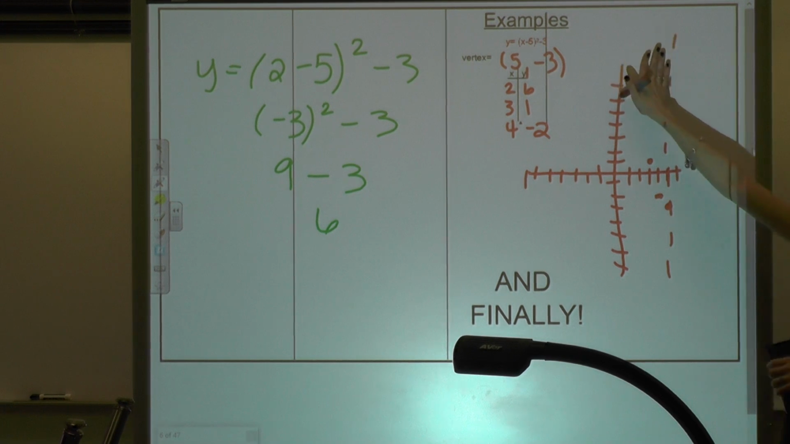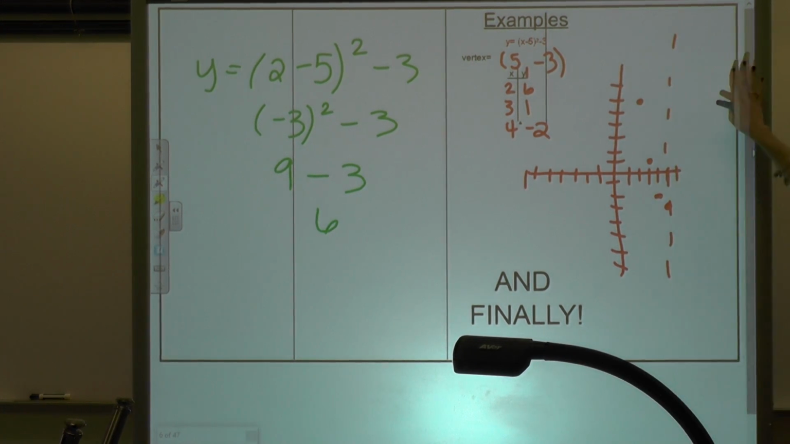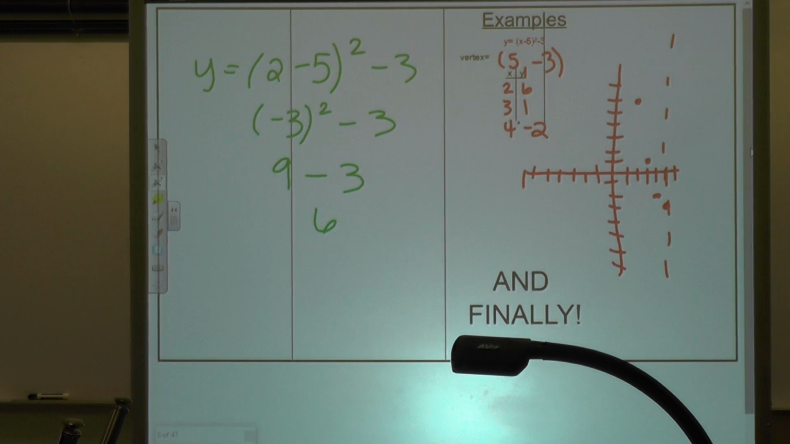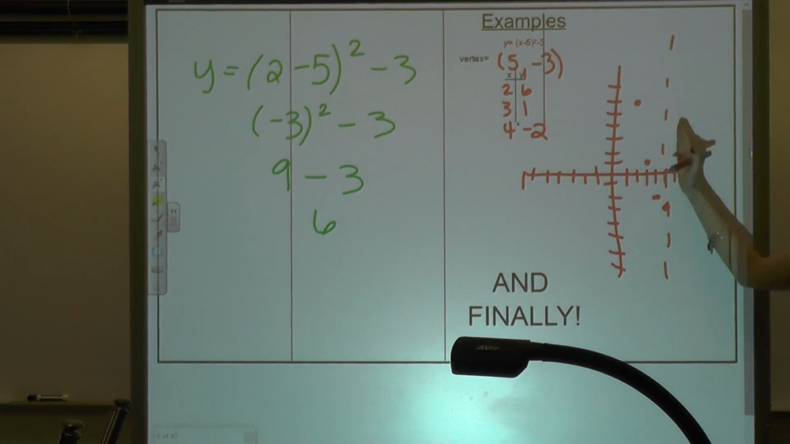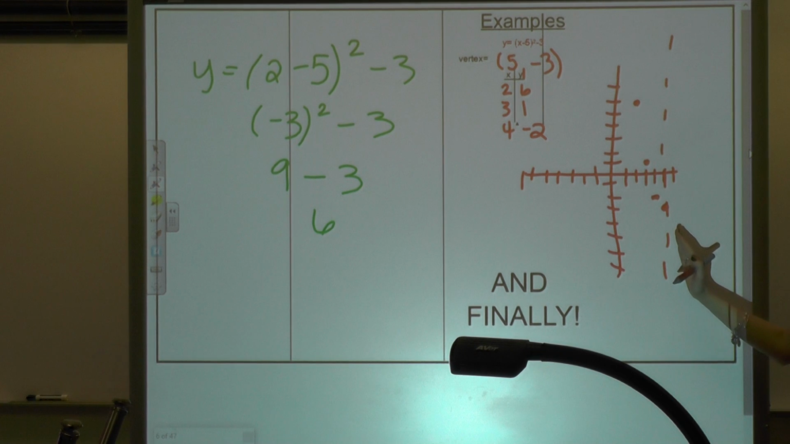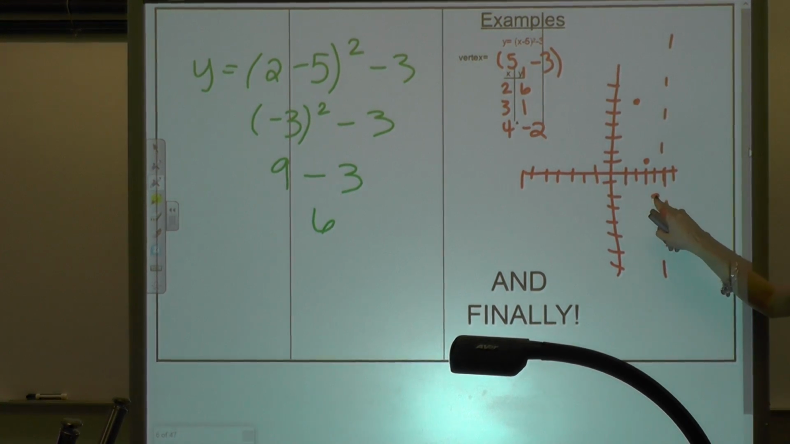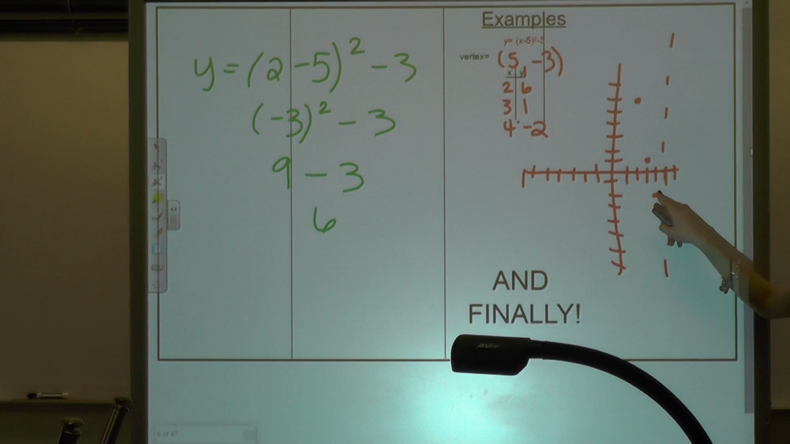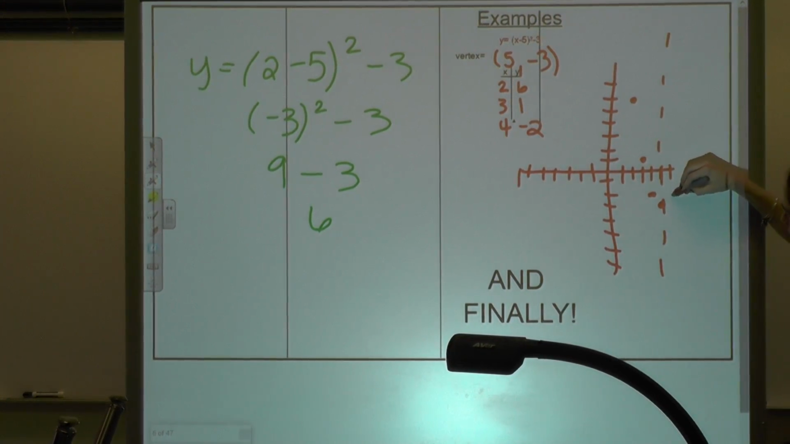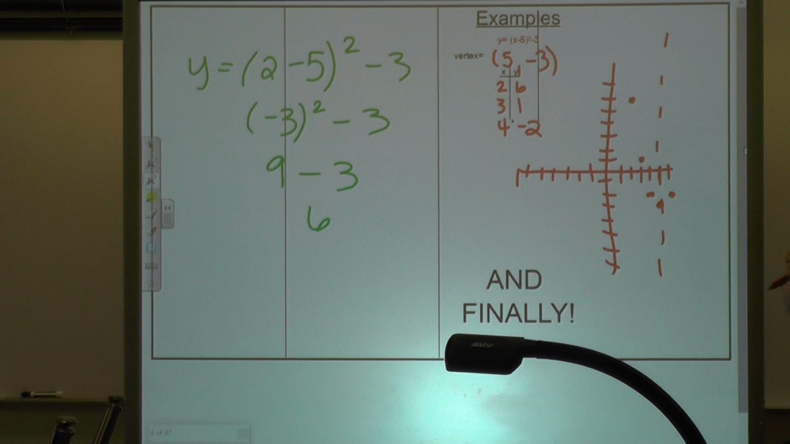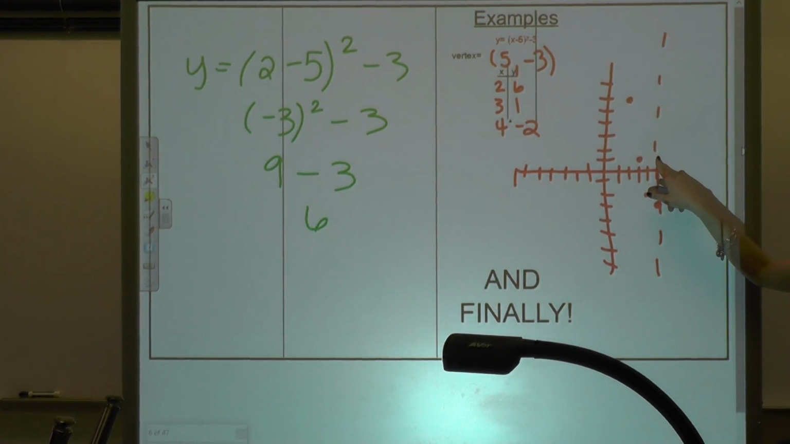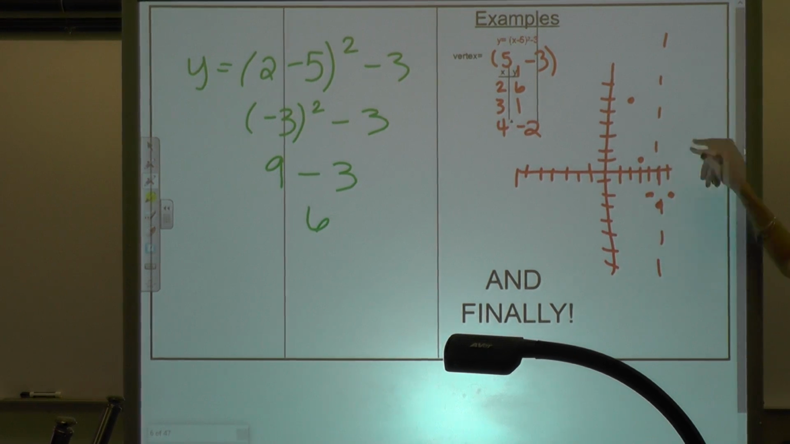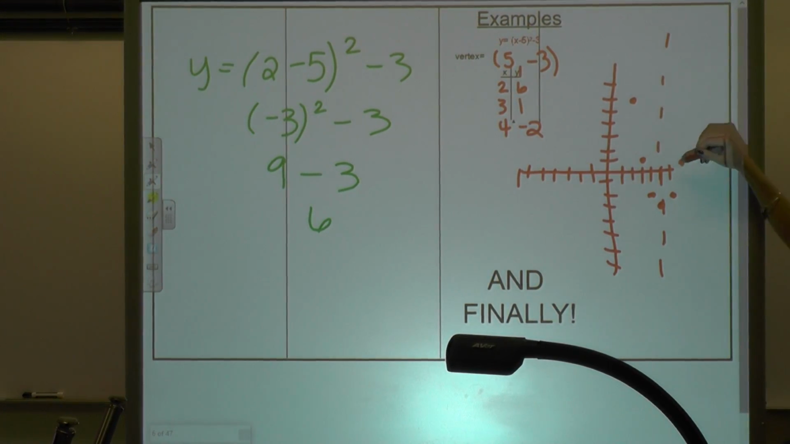But I do see that all of my points are on the left-hand side of my graph, and I don't have any on the right-hand side. So you do have to plot the reflection so that you can make your parabola. My reflection line is right here at x equals 5. I'm going to take this point right here, and it's 1 away from my axis of symmetry, so I'm going to make it 1 away on the right-hand side. For this point, I'm 1, 2 away from my axis of symmetry, so I'm going to make it 1, 2 away on my right-hand side.